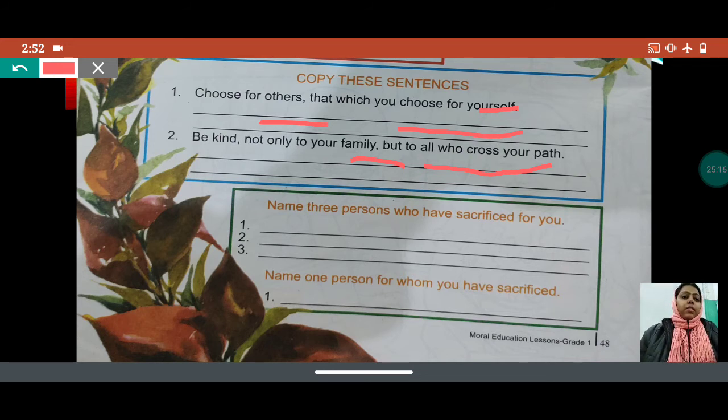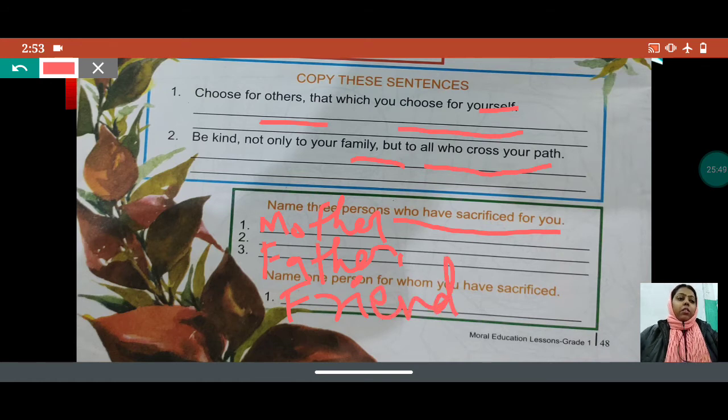Now students, here it is written, name 3 persons who have sacrificed for you. Now first of all, you can write your mother. So you can write mother, M-O-T-H-E-R, mother. Then you can write father, F-A-T-H-E-R, father. Your father also sacrifices a lot for you. Then you can write about anyone who has sacrificed for you, like friends. Sometimes your friend also sacrifices for you. So you can write F-R-I-E-N-D, friend. You can write the name.